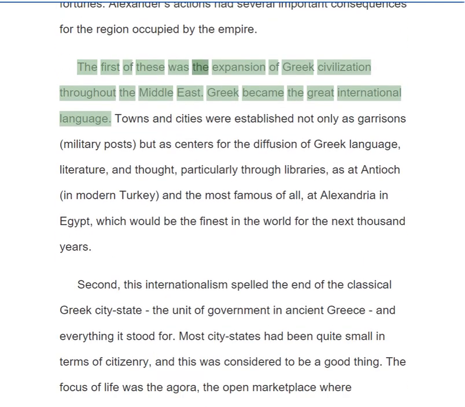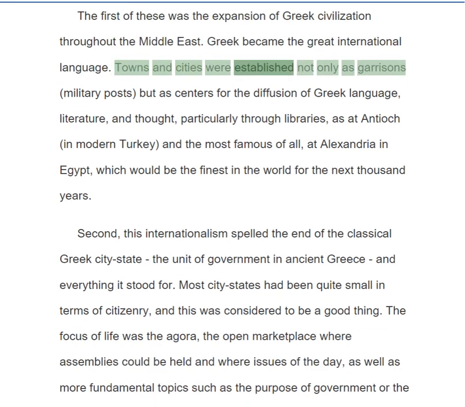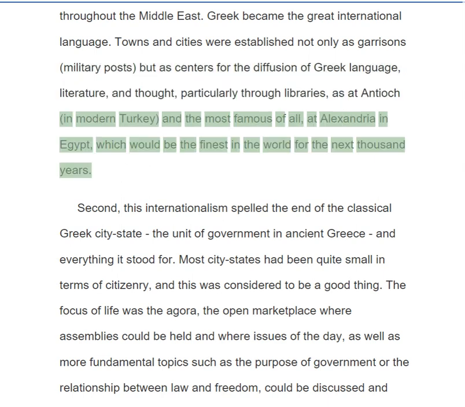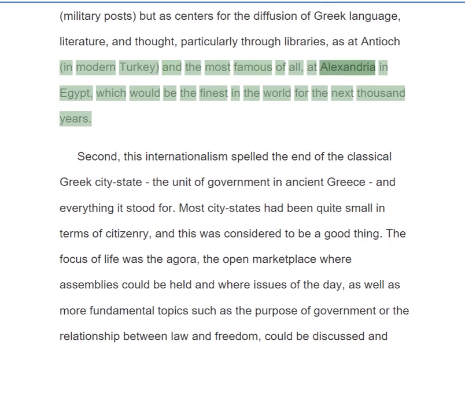The first of these was the expansion of Greek civilization throughout the Middle East. Greek became the great international language. Towns and cities were established not only as garrisons, but as centers for the diffusion of Greek language, literature, and thought, particularly through libraries, as at Antioch. And the most famous of all, at Alexandria in Egypt, which would be the finest in the world for the next 1,000 years.